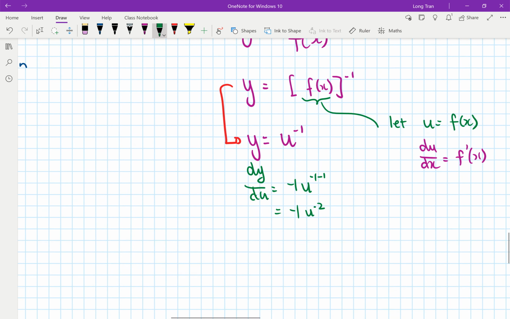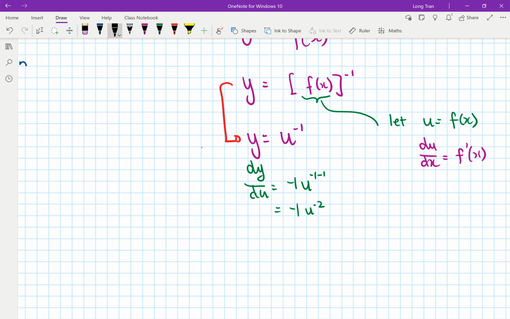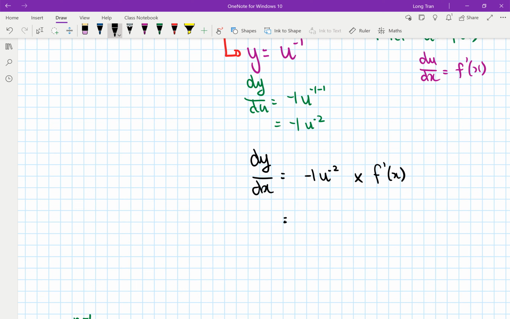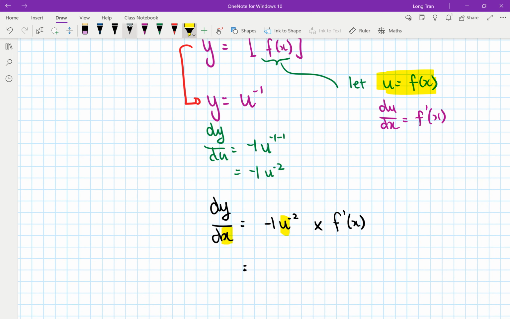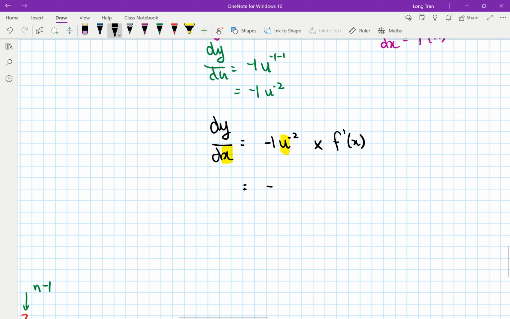Okay, and so then the chain rule says, well, if you wanted to find delta y delta x, multiply delta y delta u with delta u delta x. And that gives me -1u to the power of -2 multiplied to f dash of x. And putting them all together, since it's meant to be in terms of x, I need to replace that u, and remember u was equal to f of x. So putting them together, that's -1 times f of x all to the power of -2 times f dash of x.